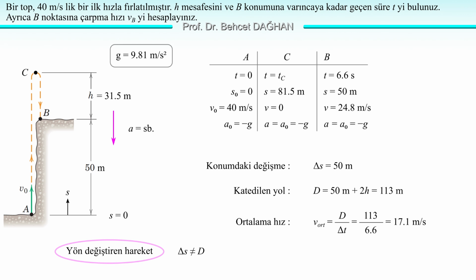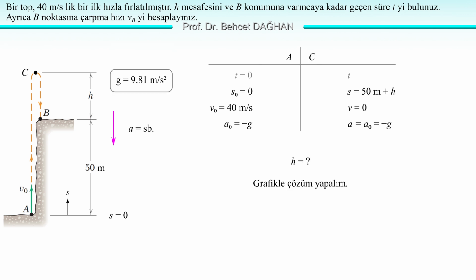The average speed is found by dividing the distance traveled by the time elapsed. The distance traveled is 113 meter. The time elapsed is 6.6 seconds. If we divide 113 by 6.6, we get 17.1 meters per second. The average speed is 17.1 meters per second. Now let's do a graphical solution.